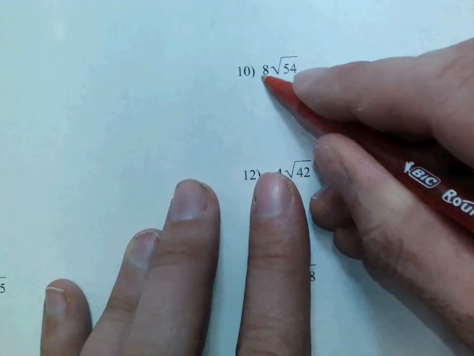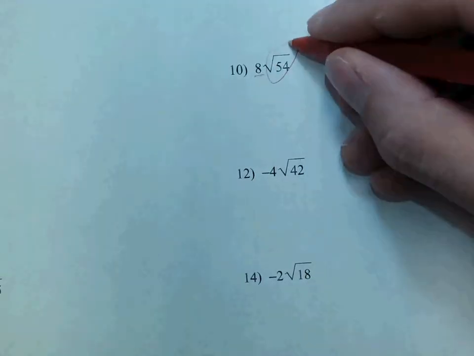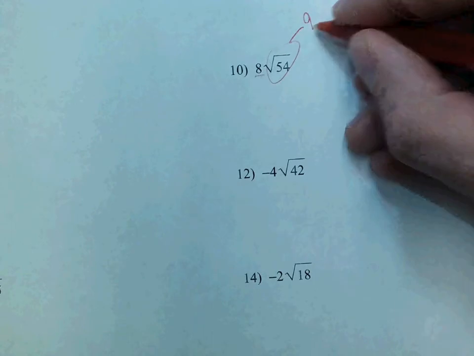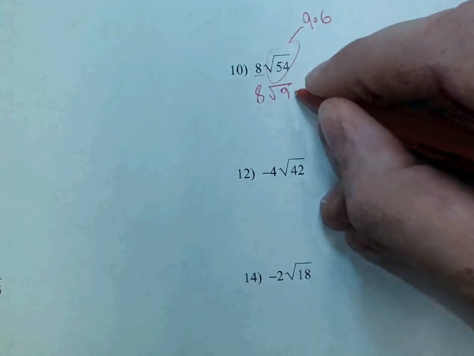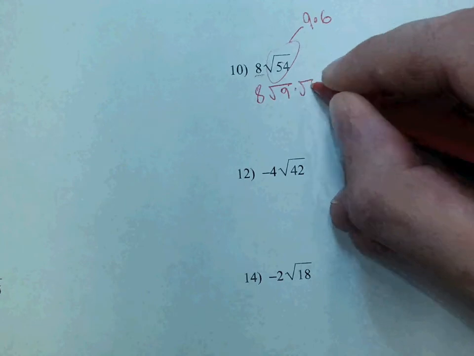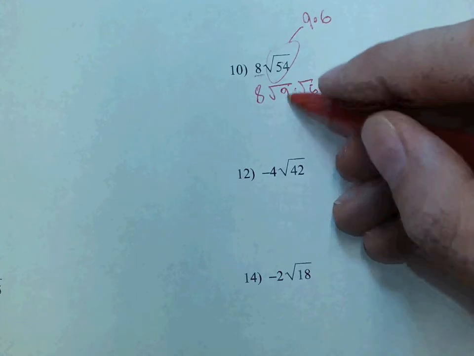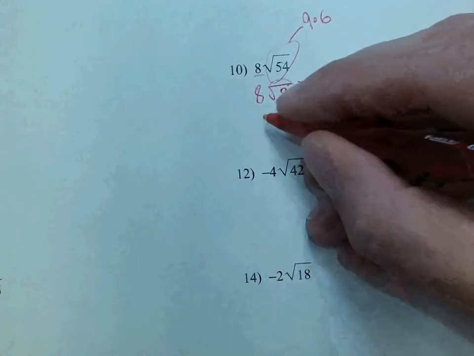So here, there's already a number outside of the square root. So what? That doesn't matter. We can simplify the square root by looking for a square number that goes into it. And I see that 9, which is a square number, goes into 54. 9 times 6 is 54. So this is 8 times the square root of 9 times the square root of 6. Again, it only helps if you split up 54 into a number that you can do the square root of.